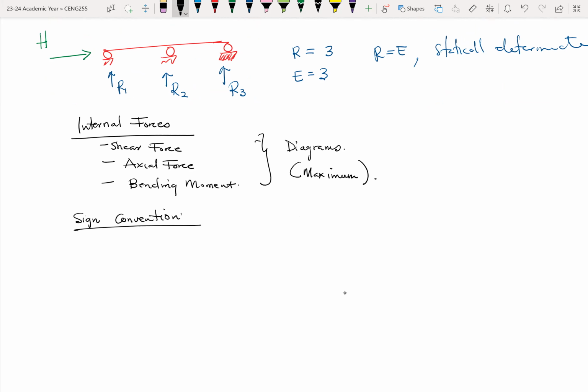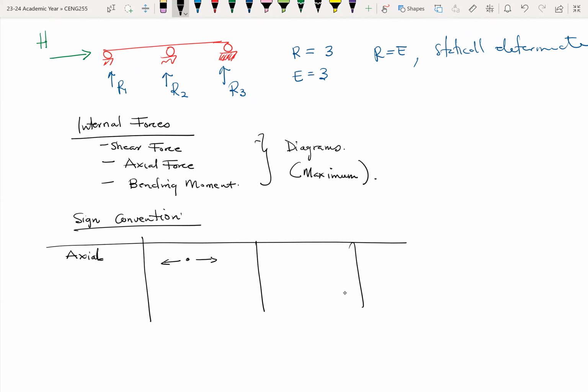And then if it's axial forces you are looking at, if the forces are moving away from a point, that is, if they're in tension, it means that those forces are positive. And if they are moving towards a point of interest, then those forces are negative.